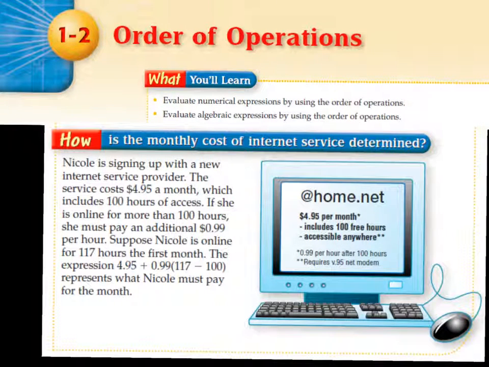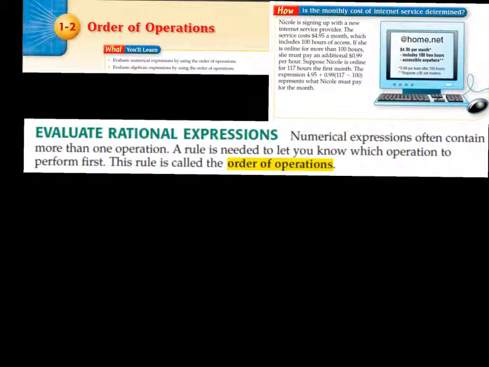I think this problem may be outdated, but it's still interesting to look at. Nicole is signing up with a new internet service provider. The service costs $4.95 a month, which includes 100 hours of access. If she is online for more than 100 hours, she must pay an additional 99 cents per hour. Suppose Nicole is online for 117 hours the first month. The expression $4.95 plus 99 cents times 117 minus 100 represents what Nicole must pay for the month.